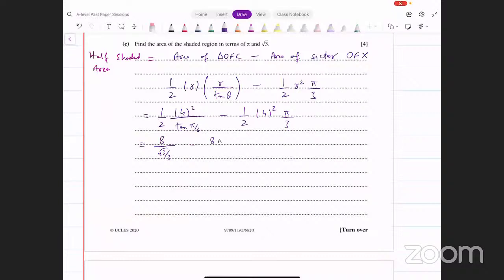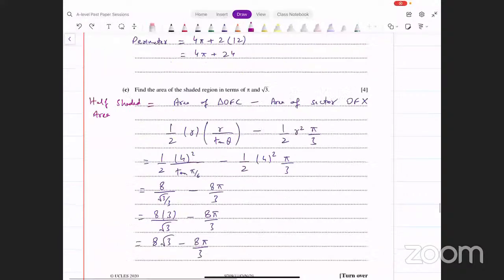On the other side, you got 8π/3. Now this 3 goes to the numerator and becomes 8 into 3 over square root of 3 minus 8π/3. Now 3 over square root of 3, that's basically square root of 3. So 8 square root of 3 minus 8π/3, ये आपका आ गया half of the shaded region. And now what's the full shaded region? Complete shaded region कितना हो जाएगा?